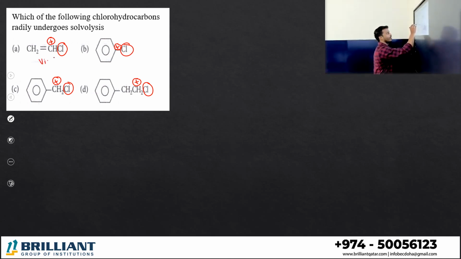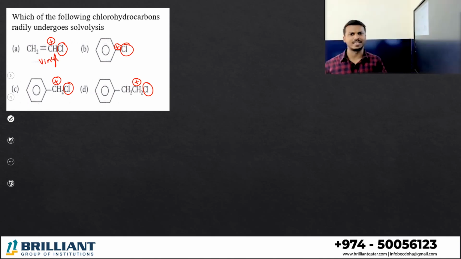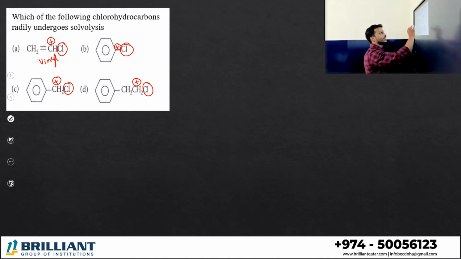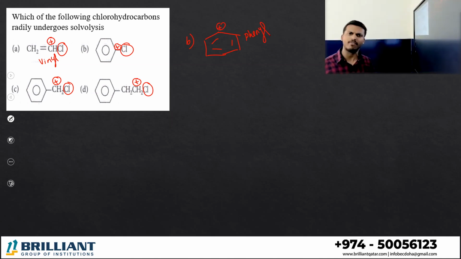First one is a vinyl carbocation. We discussed that vinyl carbocation is the least stable, so it will not undergo reaction faster. What is this? If in option B the chlorine is eliminated, you get a phenyl carbocation. Phenyl is also very unstable. Okay, vinyl and phenyl are the least stable.